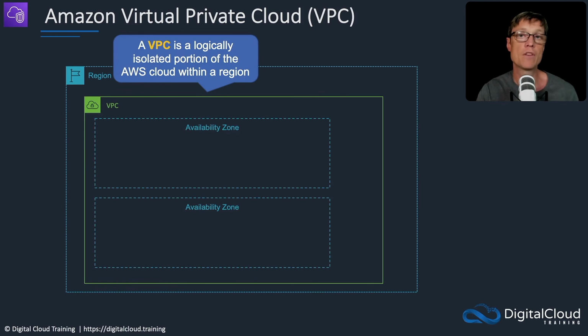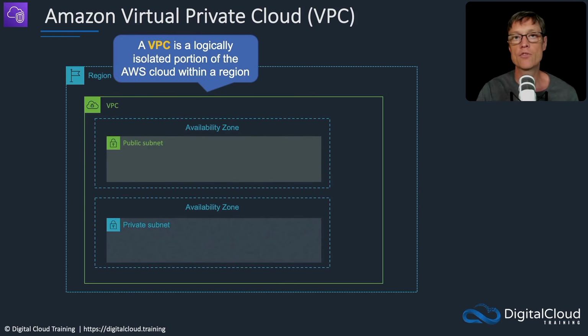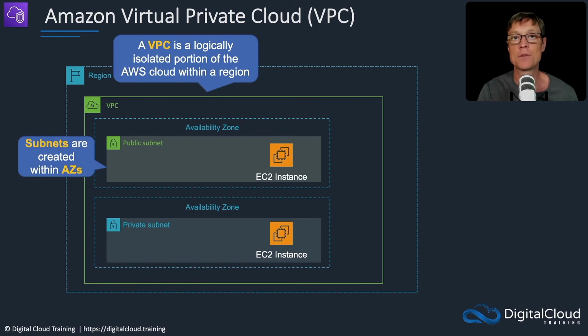Now, as you know, within a region, we have availability zones, and you can use those within your VPC by creating subnets and assigning those subnets to an availability zone. A subnet is always assigned to one availability zone. It can't span across multiple AZs, but you can, of course, have multiple subnets in the same AZ. We then deploy our resources, such as EC2 instances, into our subnets.